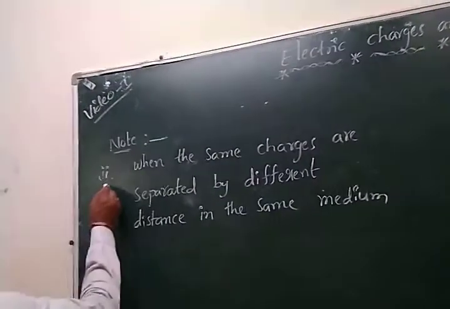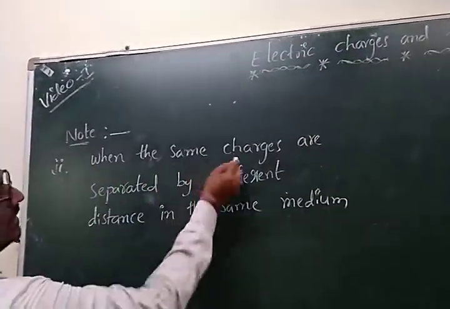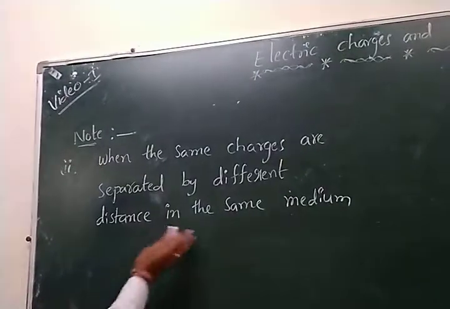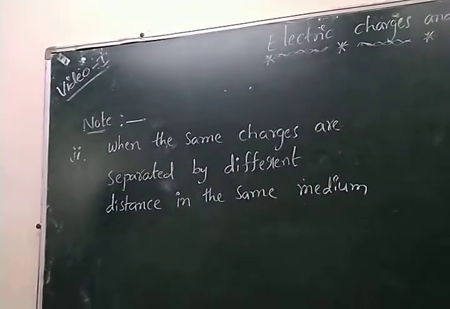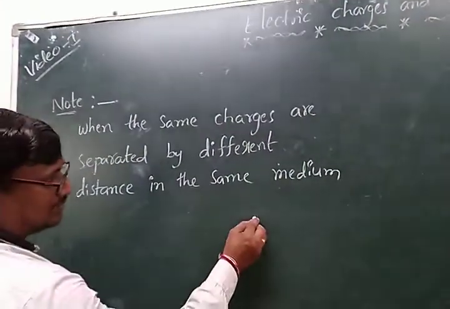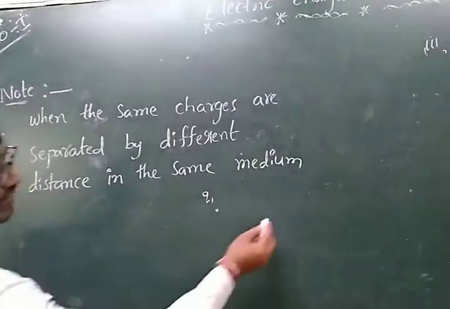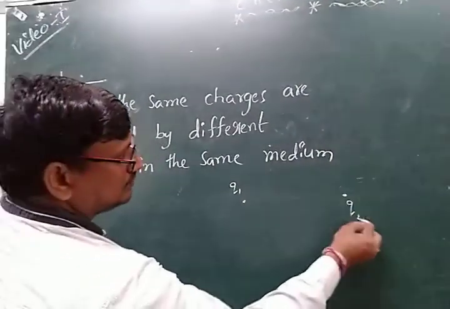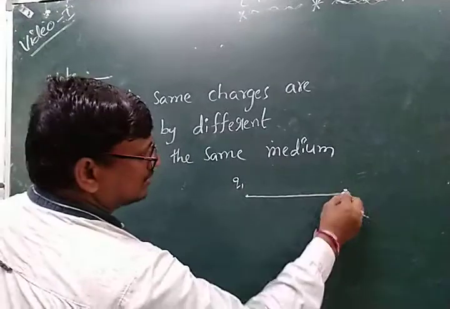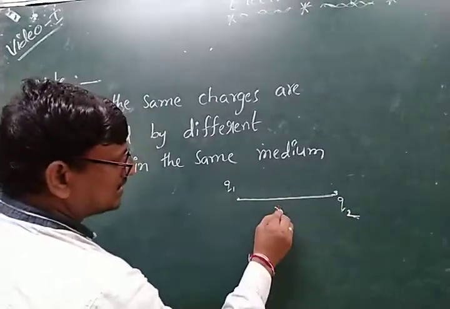See here the second note. When the same charges are separated by different distances in the same medium. For example, this is the charge Q1 and Q2. The two are separated by some distance. How much is the distance?